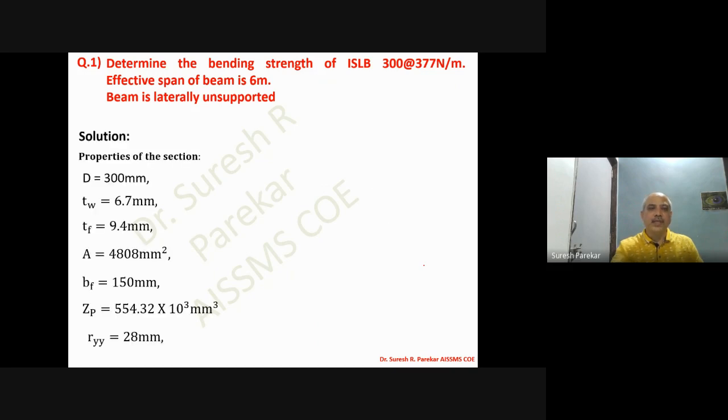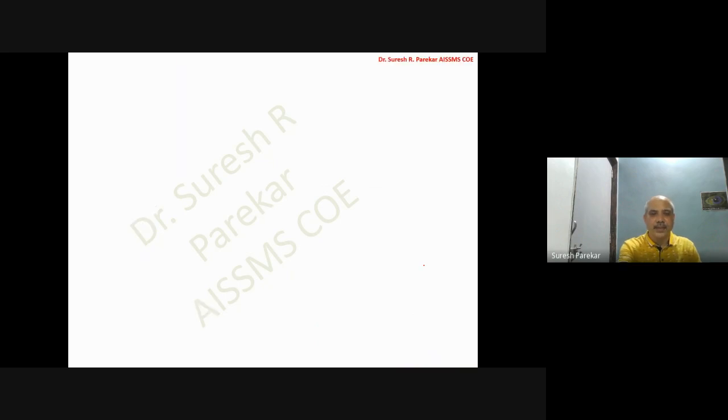So first we have the properties of this section: D 300, TW 6.7 millimeter. These values are taken from IS 800 2007. TF 9.4 mm, A 4808 mm square, BF 150 mm, ZP we have 554.32 into 10 raised to 3 millimeter cube, that is 554.32 centimeter cube. RYY is given 28 millimeters.